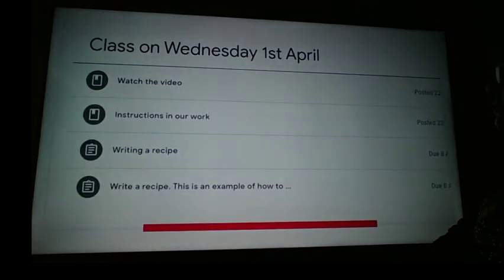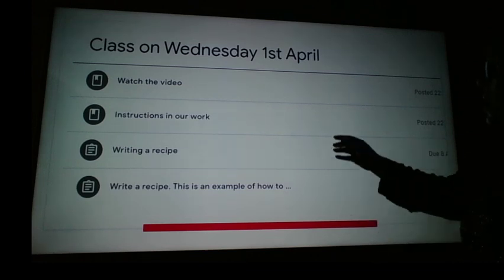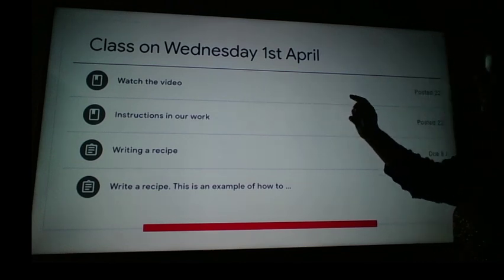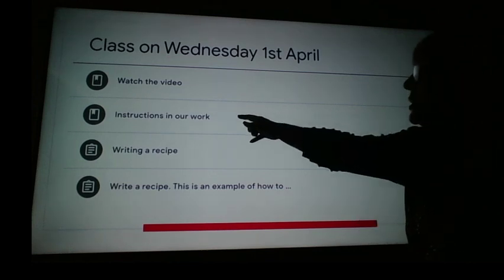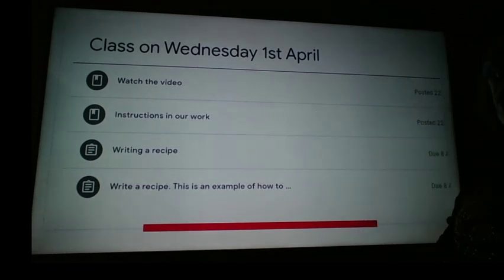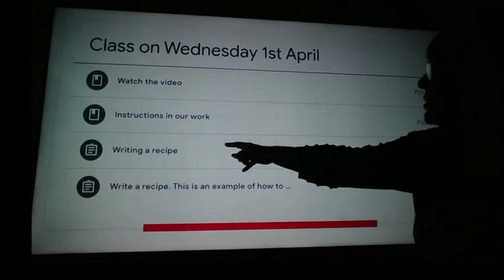So we talk about success criteria, how to be successful. Well, this is our class on Wednesday 1st of April, which is today. So this is in Google Classroom. If you can't see any of these, send me a message in WhatsApp and I will send you a link. There's a video here that you just click on to watch. There's also a video here to click on to look at some people who are working and how they use instructions in their work. And then this is writing a recipe.